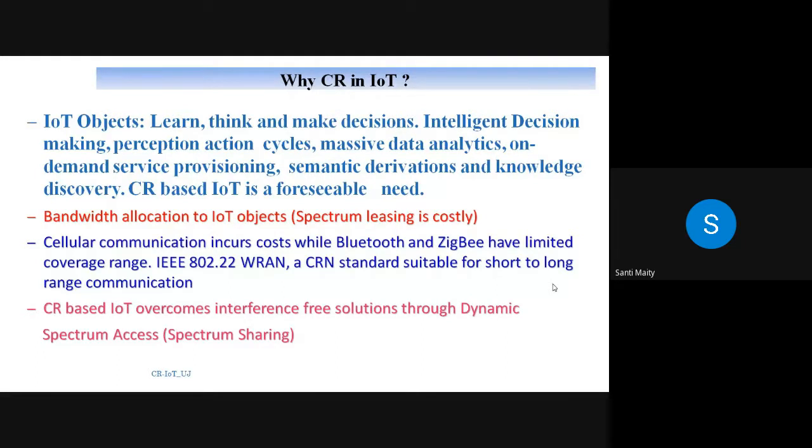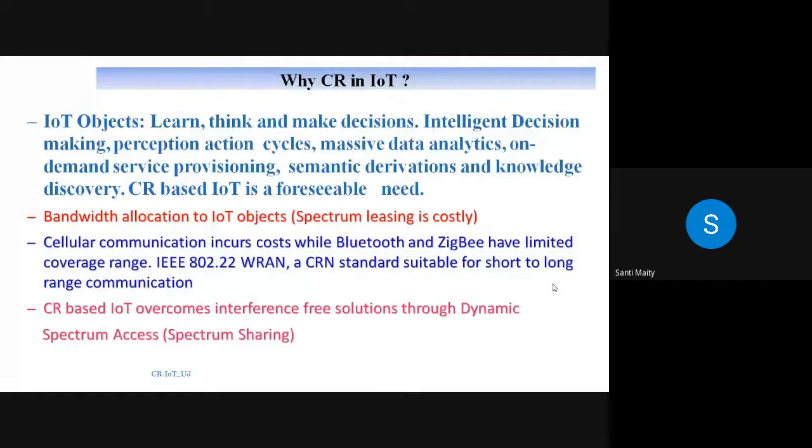Now, one can think of spectrum leasing. Spectrum leasing is very costly. You cannot lease spectrum because it is so costly. You have to go for CR mode of applications. Now, if we go for the existing cellular mode of communication, that is costly. On the other hand, if we go for Bluetooth and Zigbee, these are distance limited, with limited coverage. So here is a standard provided for wireless regional area networks, IEEE 802.22. That's the standard available for CR, and that can provide short to long range communications.